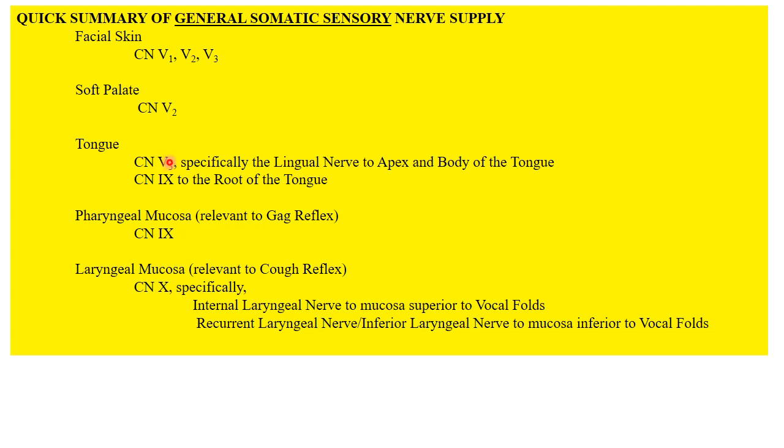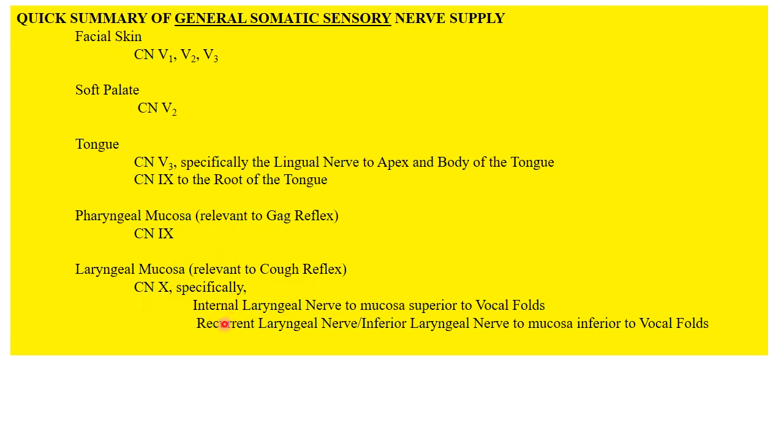Cranial nerve V3, the mandibular division of the trigeminal nerve, specifically the lingual nerve, goes to the apex and body of the tongue. Remember, the root of the tongue is cranial nerve 9, as is the pharyngeal mucosa, and that's relevant to the gag reflex. That's the afferent limb of the gag reflex. And remember, the nerve supply of the larynx, whether sensory or motor, it's always 10. Cranial nerve 10 is the exclusive cranial nerve with rights to supply the larynx. Only now we're talking about sensory supply to the larynx, so cough reflex, okay?